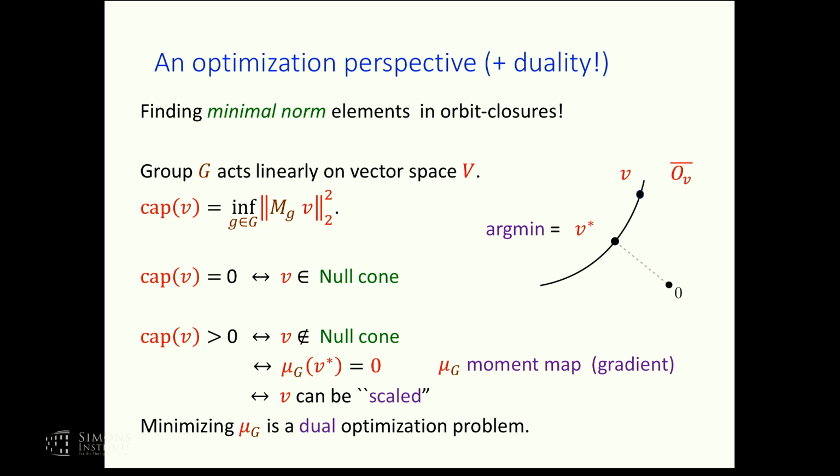And minimizing this moment map is a dual optimization problem to minimizing capacity. And there is, in fact, a duality theorem that we'll see. That's the Kempf-Ness theorem.